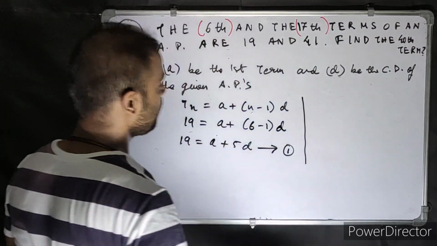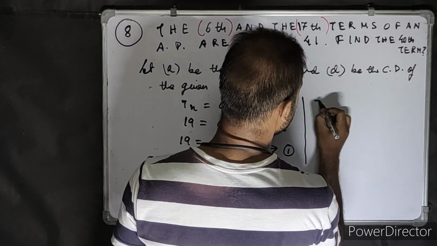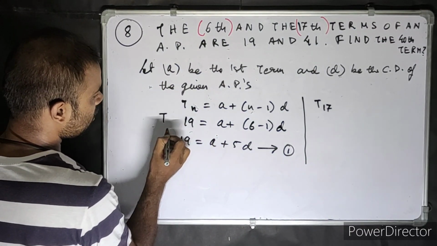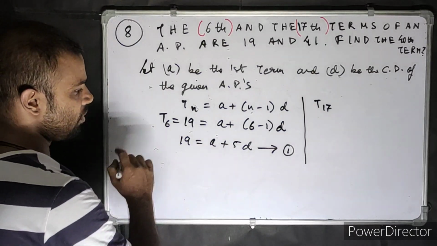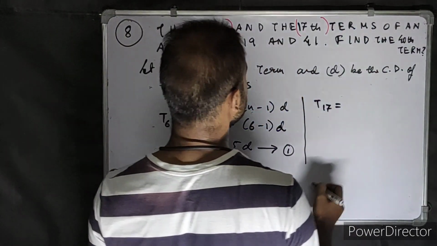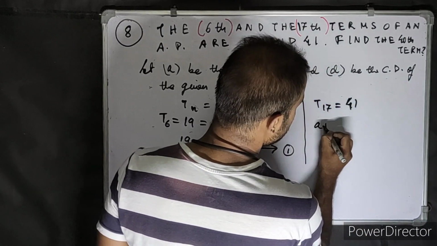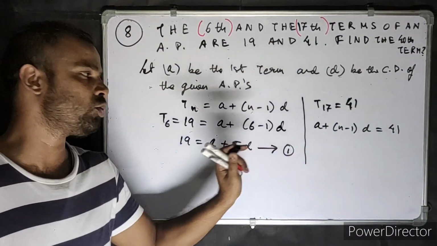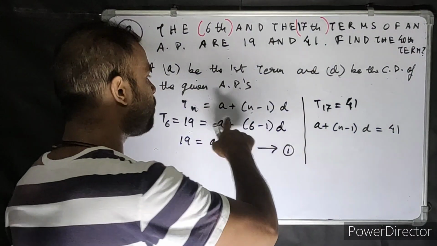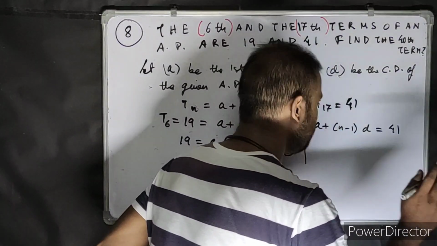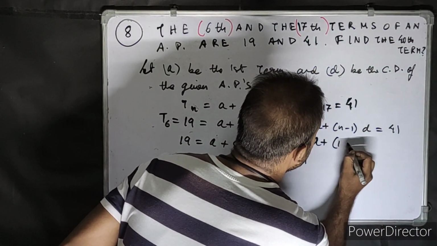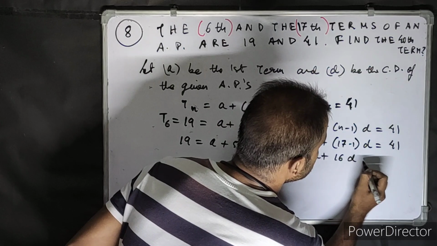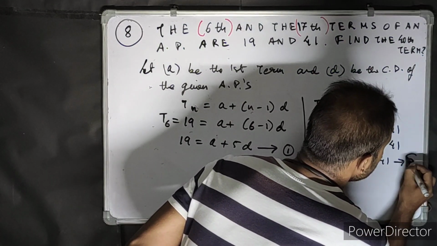Moving on here. Next part. Then the 17th term. T of 17 is equal to 41. You can put A plus (n minus 1)D is equal to 41. I did both different ways because I wanted to show you that you can do both ways. First you can put the formula and then put the value, or first you put the value and then put the formula. So A plus (17 minus 1)D is equal to 41. So A plus 16D is equal to 41, equation number 2.